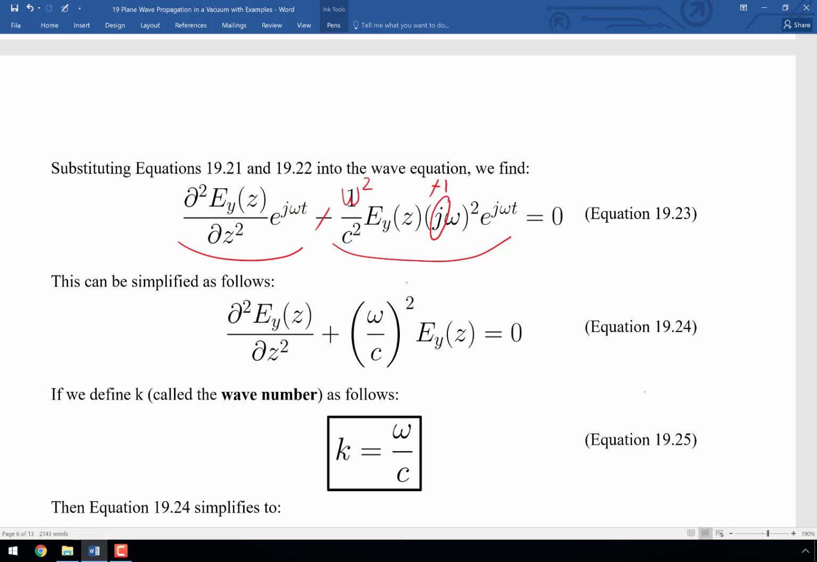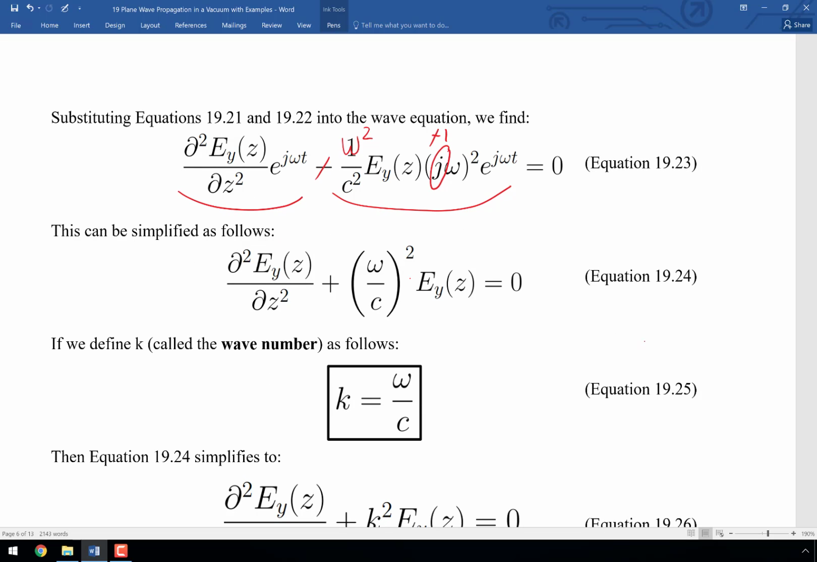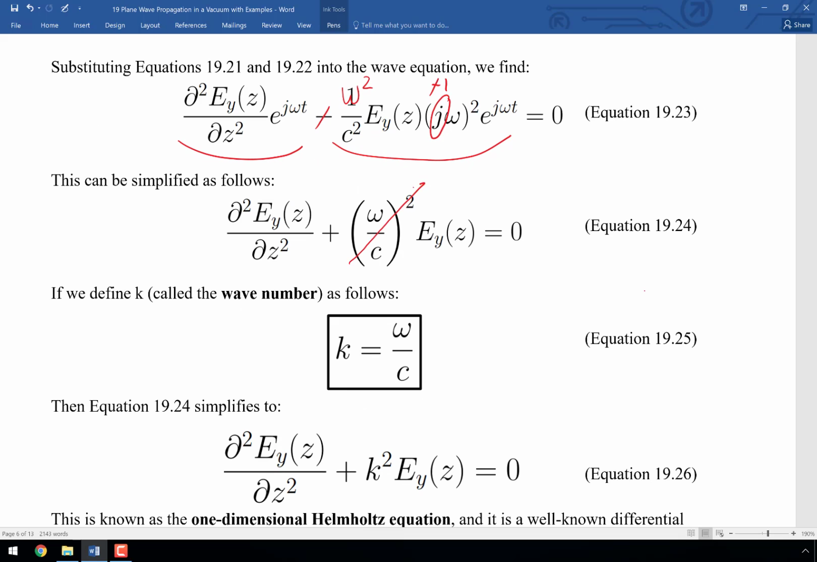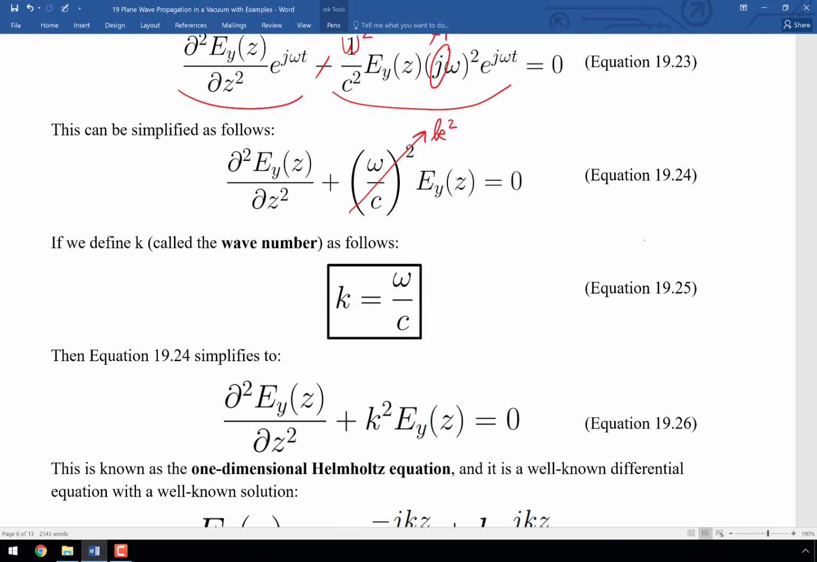And we're going to talk more about the physical significance of the wave number, but for right now, just be aware that we've specified that the wave number must be omega divided by c. If we do that, then this would become k squared, and we end up with what's called the one-dimensional Helmholtz equation.